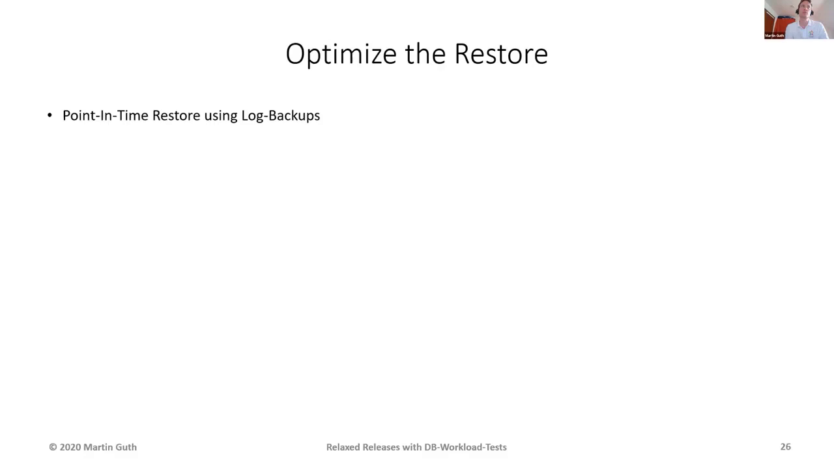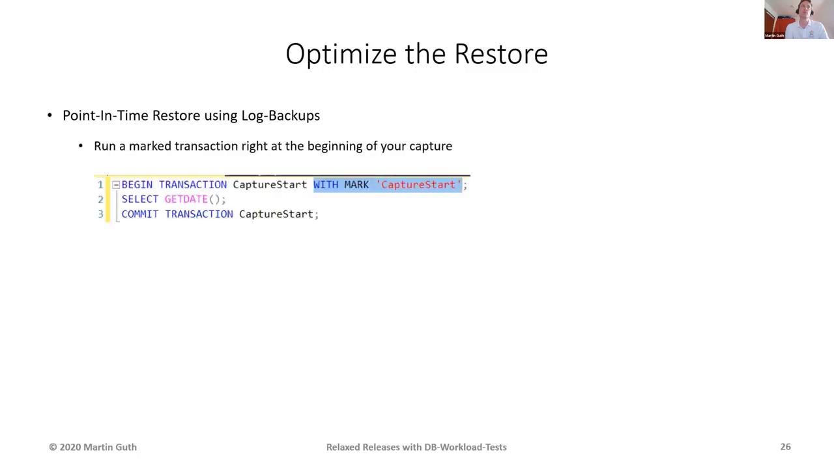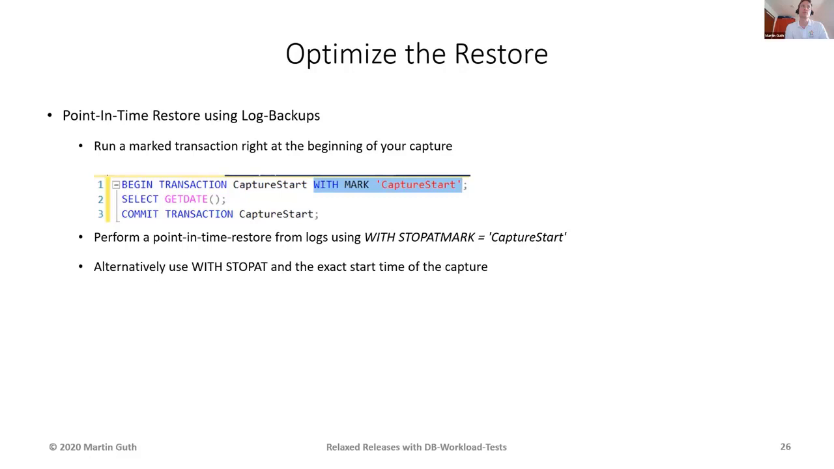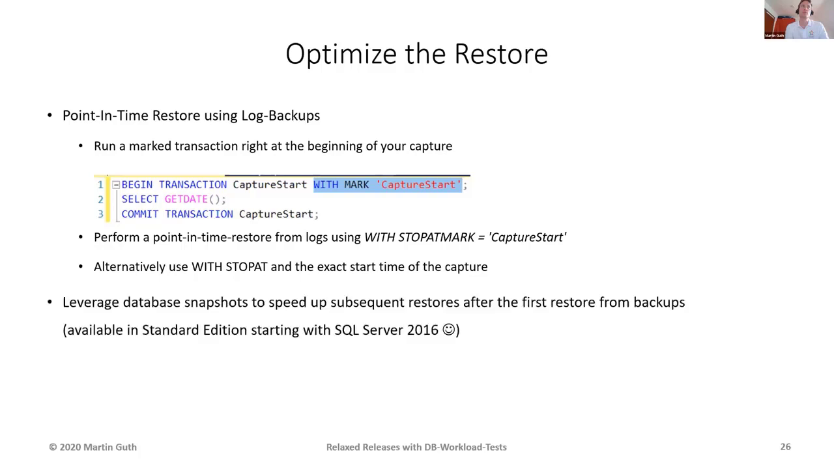Optimize the restore. That's the thing about point-in-time restore. Typically, on a production system, having mission-critical data, we would be doing log backups, and then we can run a marked transaction at the beginning of the capture, saying begin transaction with mark, doing something, then commit it, and we can restore all the logs using with stopatmark capture start, which is really nice. Of course, you can also go ahead and use stopat and the exact time recorded. Workload tools give you that as well, but I think it's more convenient just to name it instead of copy and paste it over and over again.